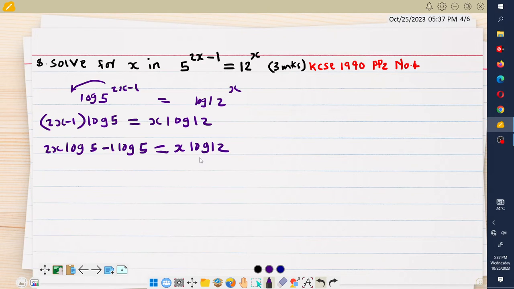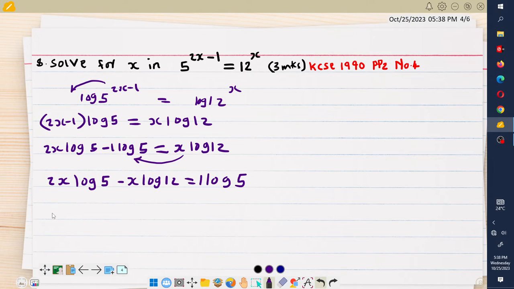I'm simply multiplying log 5 by the numbers in the bracket, so this is equal to x logarithm of 12. Then I collect the like terms, that is the ones having x, so I'll take this value to the other side, so that I get 2x log 5. Then when it comes to the left hand side, it will be a minus, so minus x log 12 is equal to, when I take this to the right hand side, it will be positive 1 log 5, which is just log 5.